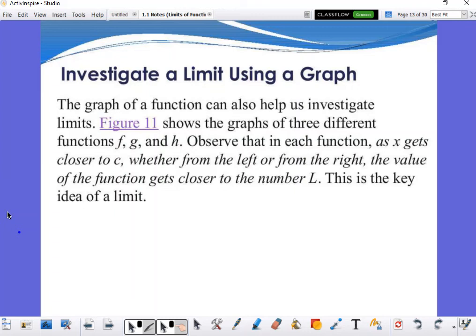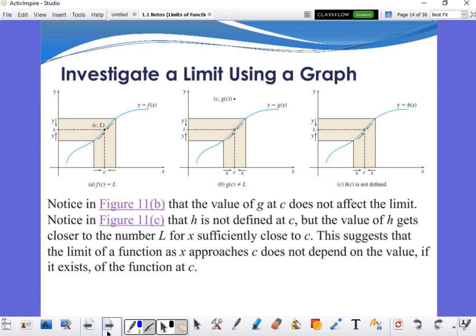Okay, so this is the second part of the notes as we're continuing here. Investigate a limit using a graph, figure 11. That's actually on the next one. We'll see it. Okay, investigate a limit using a graph. So now using these graphs right here, you guys have it on your notes and it's also up here.